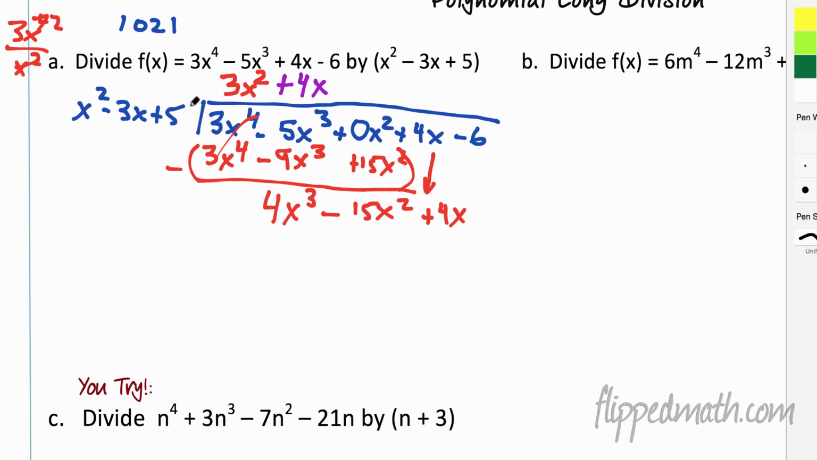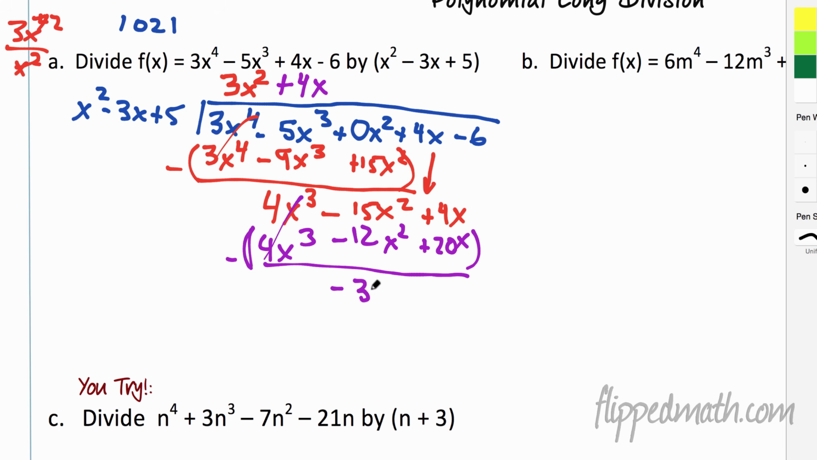So now it's multiplied through. Don't forget to distribute. So we get 4x to the third. 4 times negative 3, that's a negative 12. And we have x times x, which is x squared. And notice everything's lining up nicely for us. We have 4x times 5. That is a positive 20x. And we need to subtract. And as I said, I like to use parentheses here so that we don't forget to subtract our negatives. We have negative 15x squared minus negative 12. That's going to be a negative 3x squared. And we have 4 minus 20. That's negative 16x.